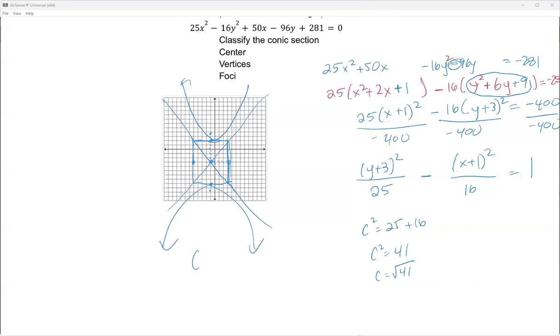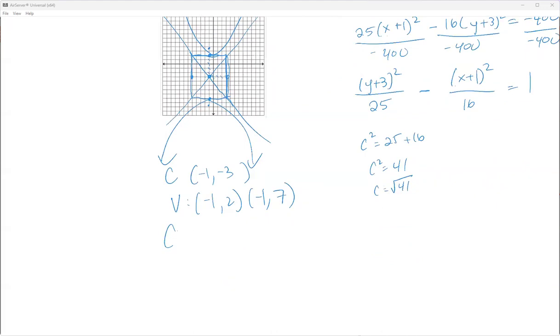So our center is -1, -3. Our vertex is -1, and then plus 2, and -1, 7. Co-vertices are what? -3 and -3, and that's 4, right? So it's 3, -3, and -5, -3.